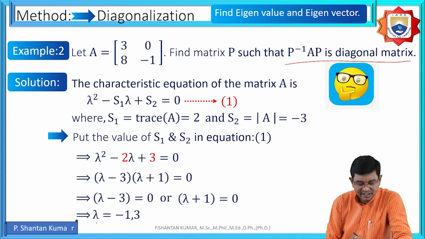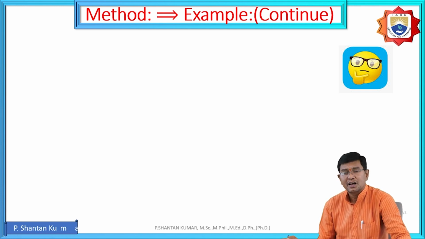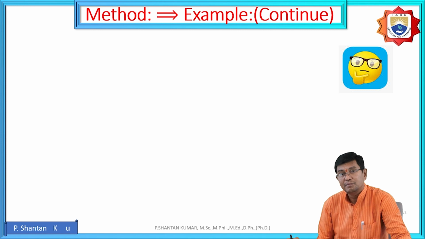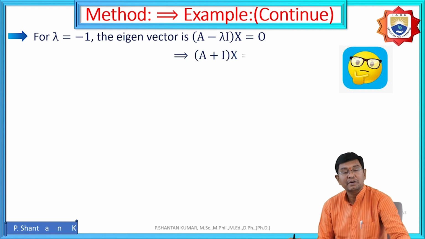And clearly the eigenvalues are different. That means lambda is equal to minus 1, comma 3, different eigenvalues. Automatically, according to the working rule of diagonalization of the matrix, it clearly exists. Now we need to find the corresponding eigenvectors, particularly for lambda equal to minus 1.